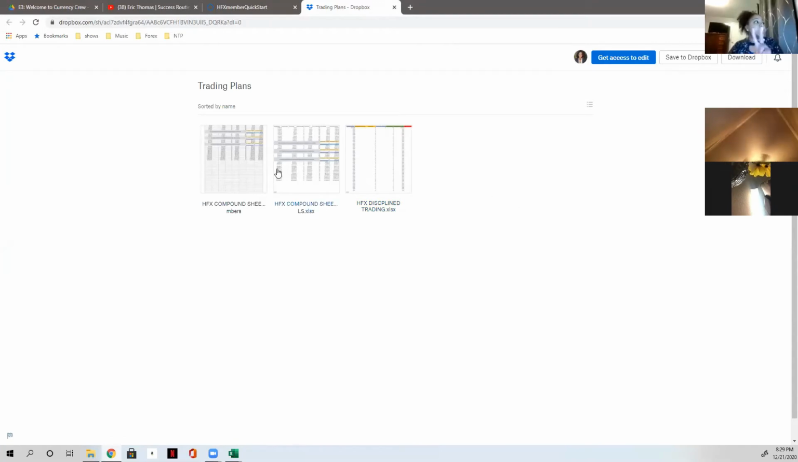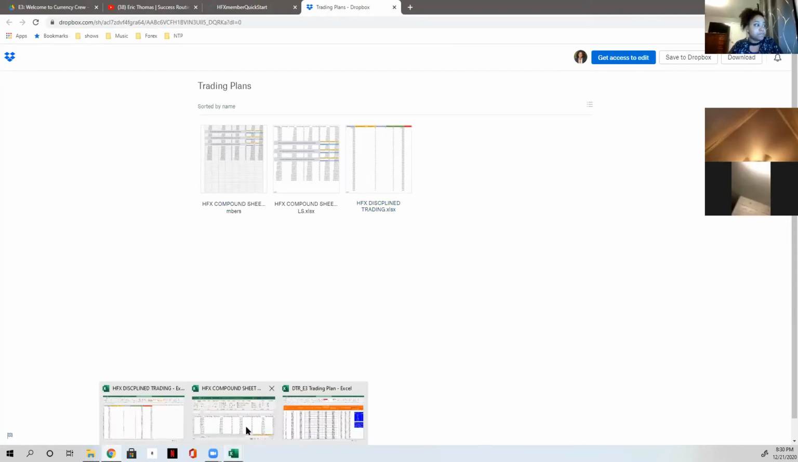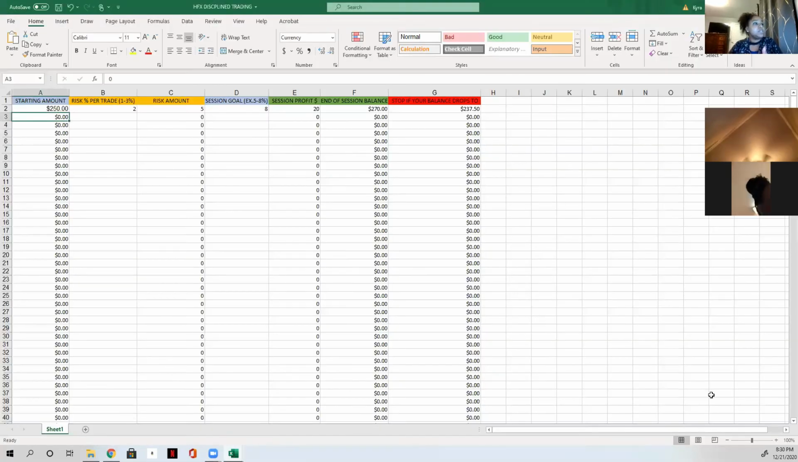The 2 I like to use, well, these 2 are the same, but this is the discipline trading one, and this is the compound sheet. You can download both. You can use either or. I'm going to show you how they both work, and you guys can pretty much decide what's best for you for your trading. So here's the discipline sheet.